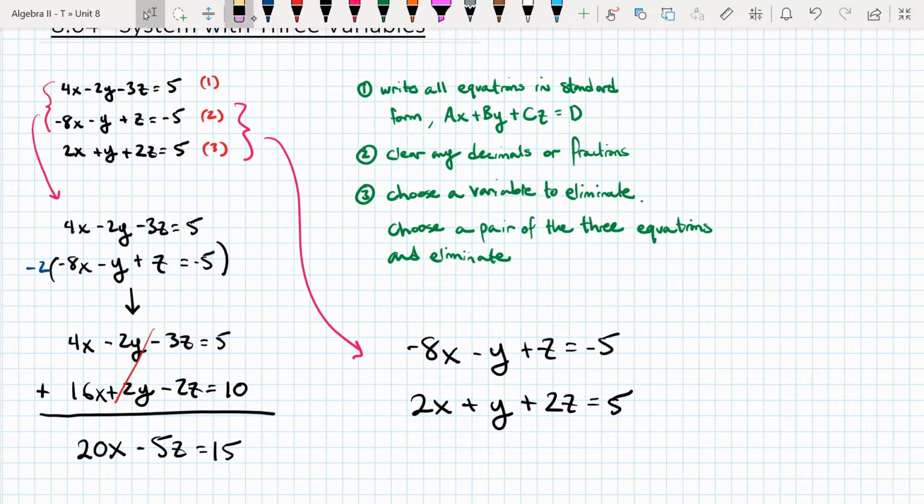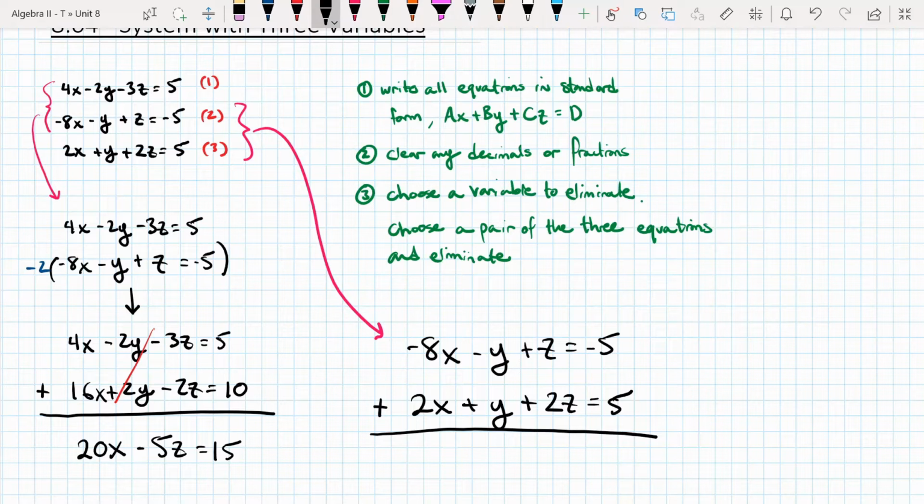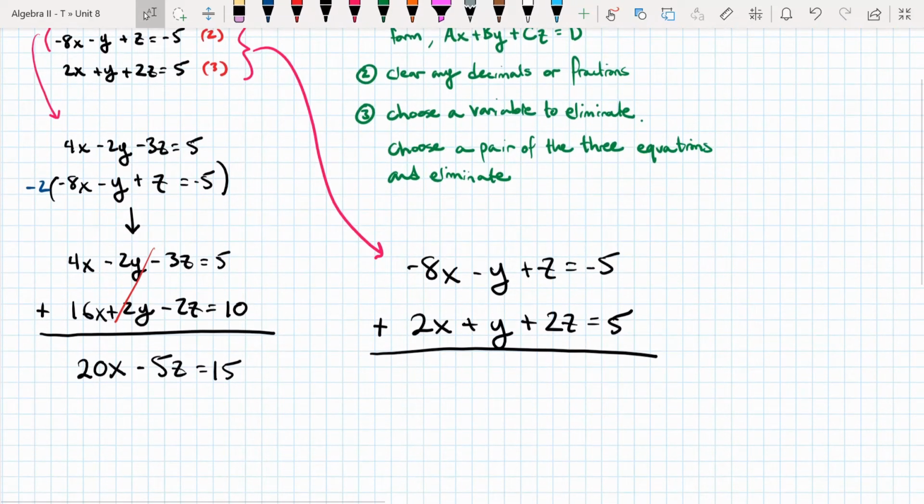You want to pick a variable, and the key to being able to do this well is just practice. You'll get a feel for it. Pick a variable that allows you to eliminate that variable easily.